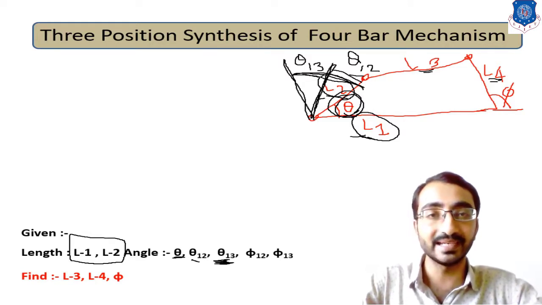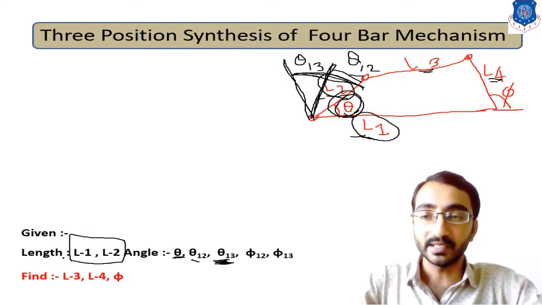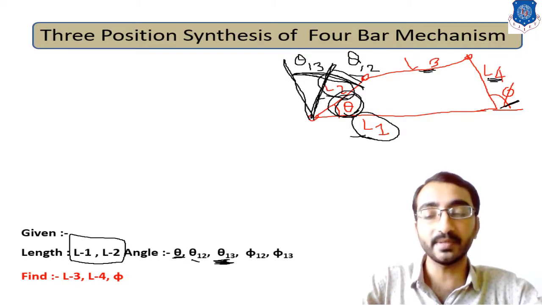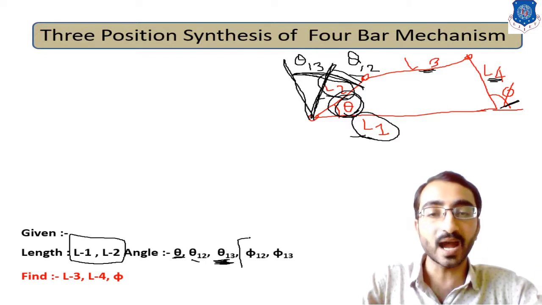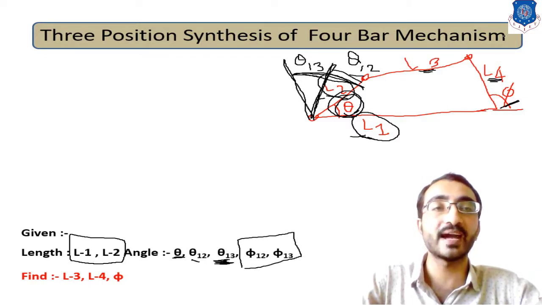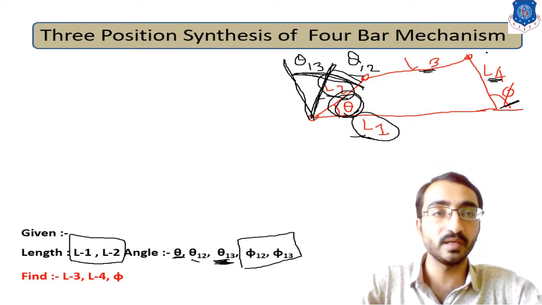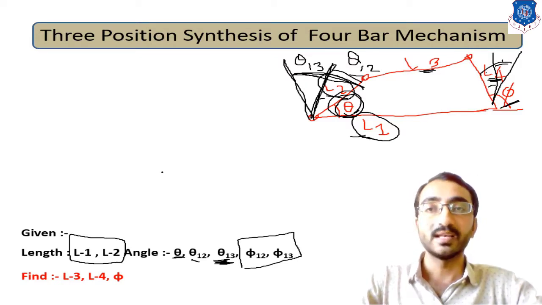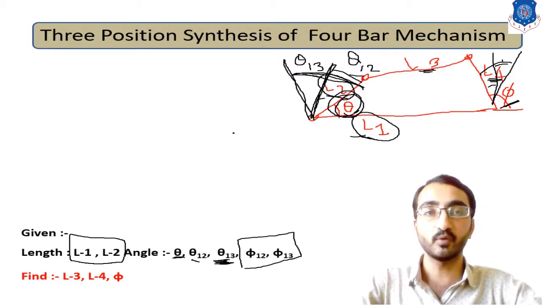With the help of this data, we have to calculate the output angle, that is phi, and the lengths of link number 3 and link number 4. Okay, so to obtain the position of your output link, they have given two data for your output angle, that is phi 1 2 and phi 1 3. Similarly, if we consider that due to the rotation the phi angle is moving, or we can say link number 4 is moving to two different positions like this, then these angles are termed as phi 1 2 and phi 1 3. Okay, so now let's start the three position synthesis for the 4-bar mechanism.